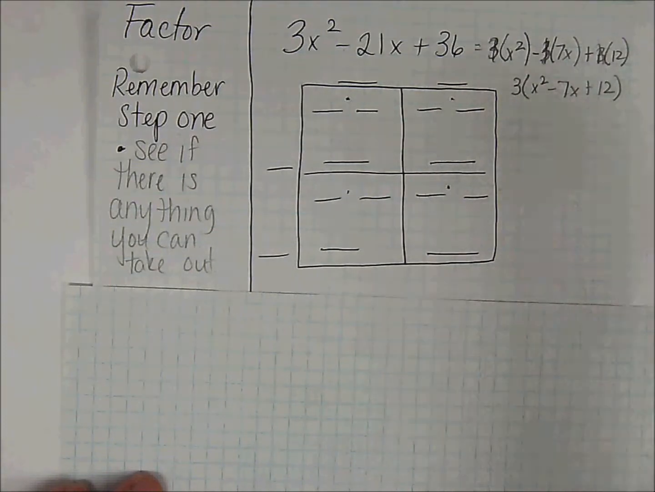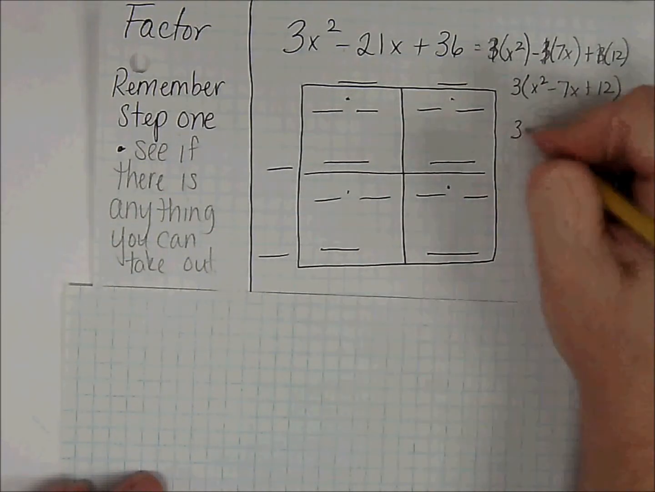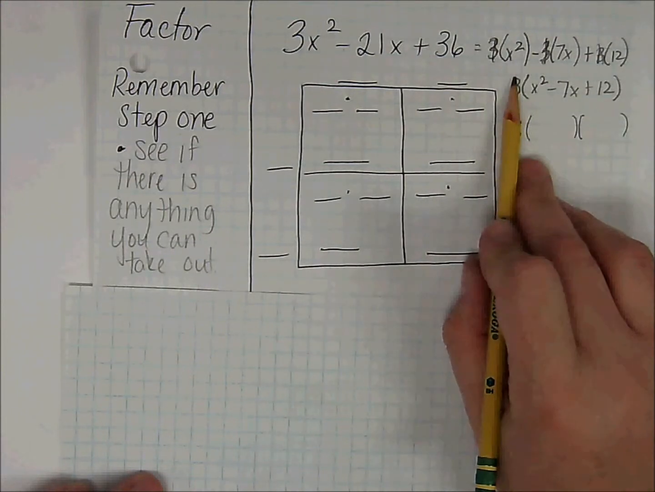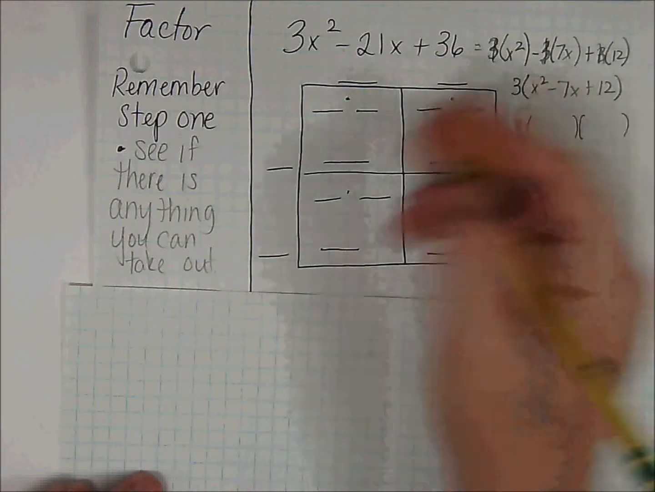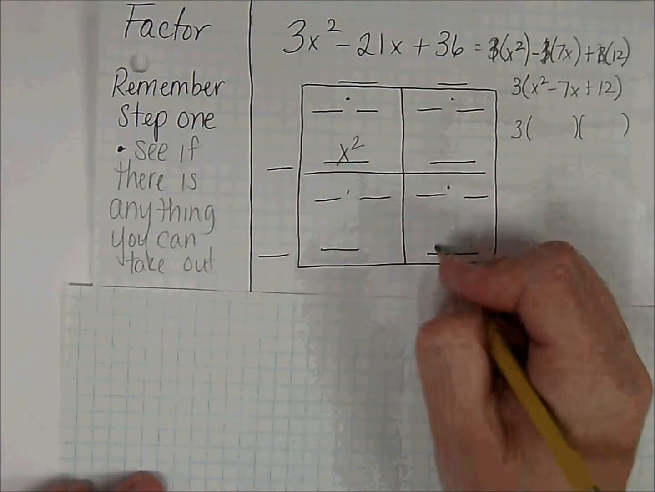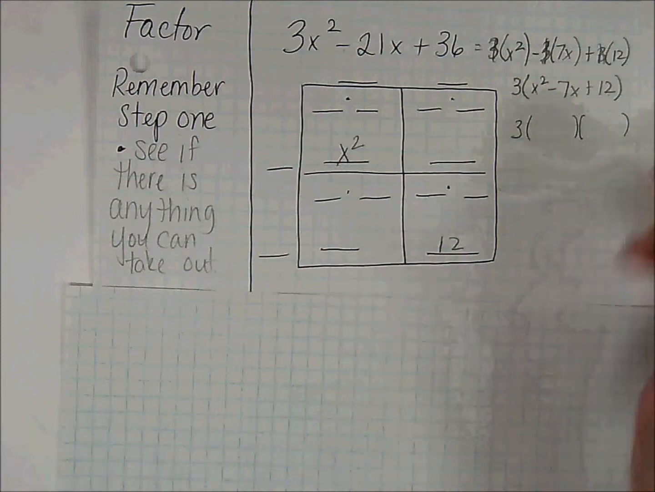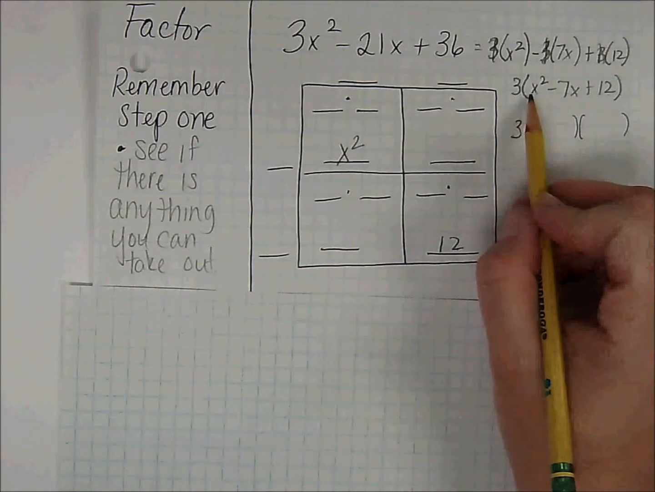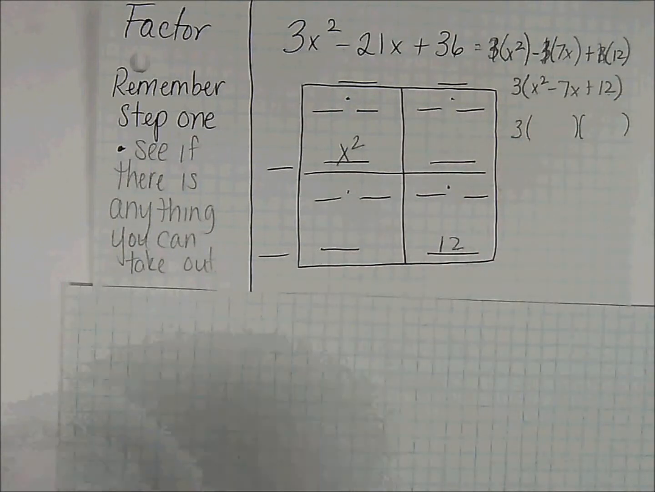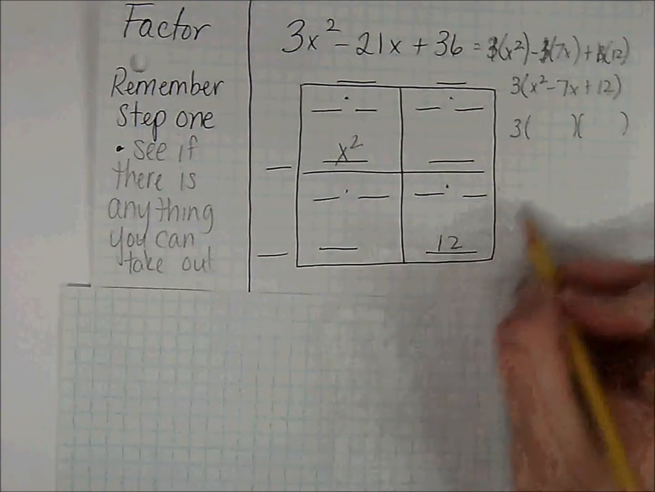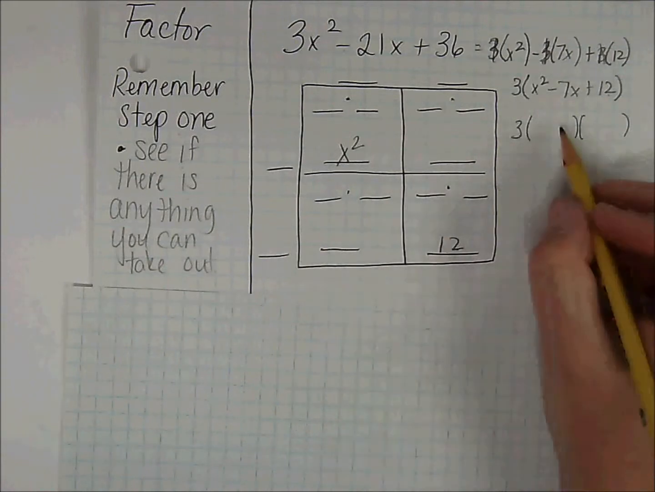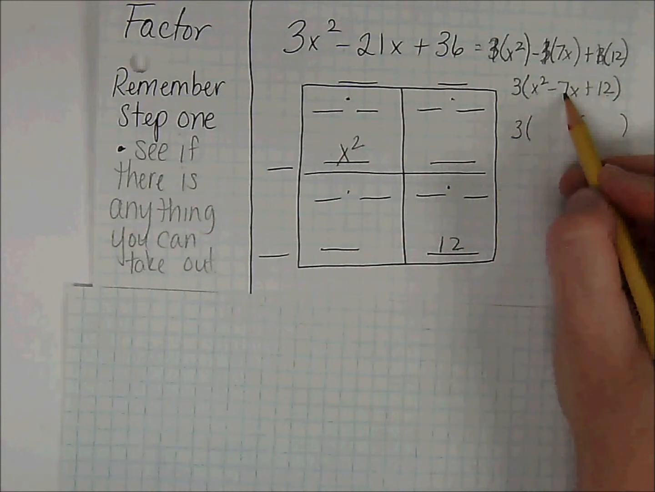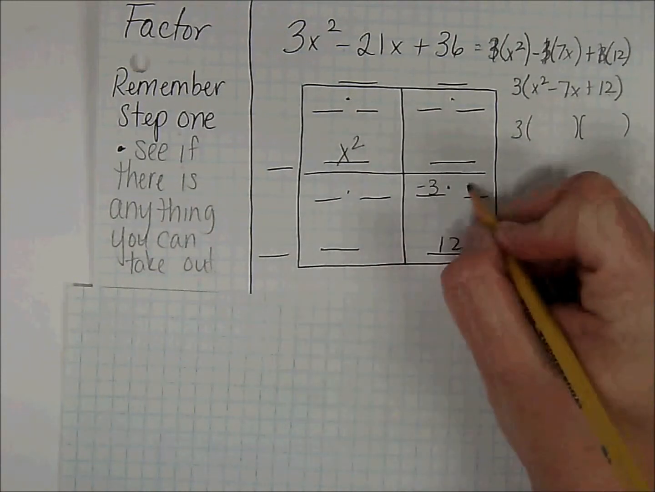And in our final answer, that 3 is going to come back, and it's going to be 3 times something and something. But right now, we're going to only focus on that portion of the problem. So now this x squared goes here, the 12 goes here. And I know I need to end up with 12 here. There's no number in front of the x, so I can treat this like last section where I said, okay, it's got to multiply together to be 12, but add together to be negative 7. And that would be negative 3 and negative 4.